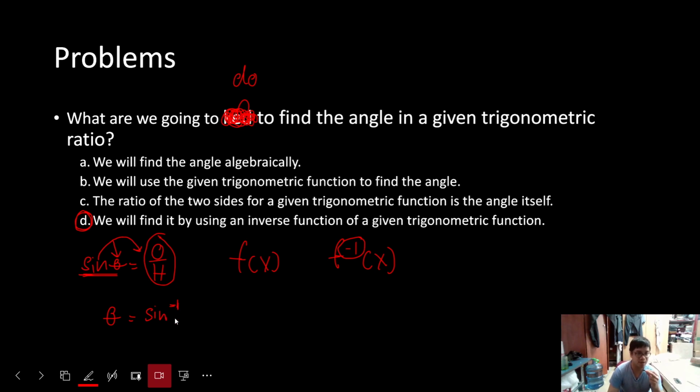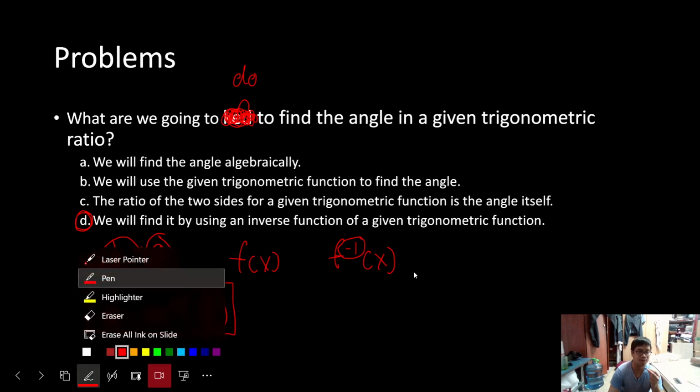So going back, we have this one, then we will have its input, and the input is this one on the right. So it's O all over H. That is how you're going to find the angle, which is getting the inverse function of a given trigonometric function. All right? So that is the answer of this problem. Okay? So let me just erase everything here so that we can answer the next question.